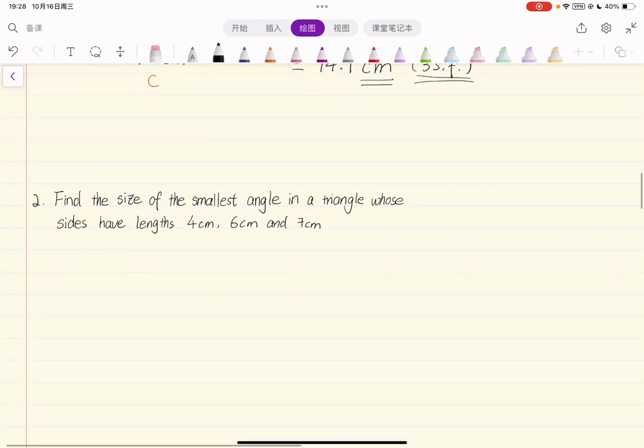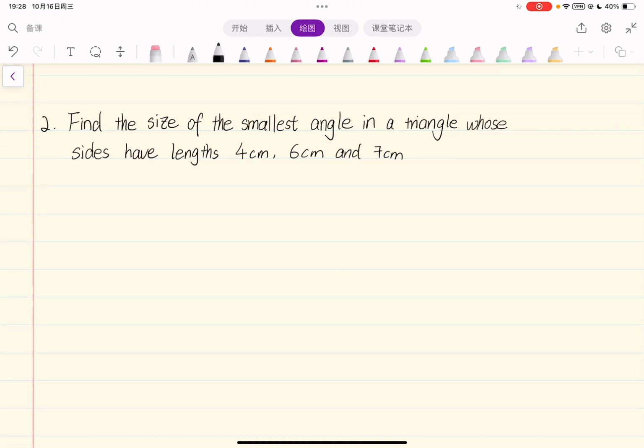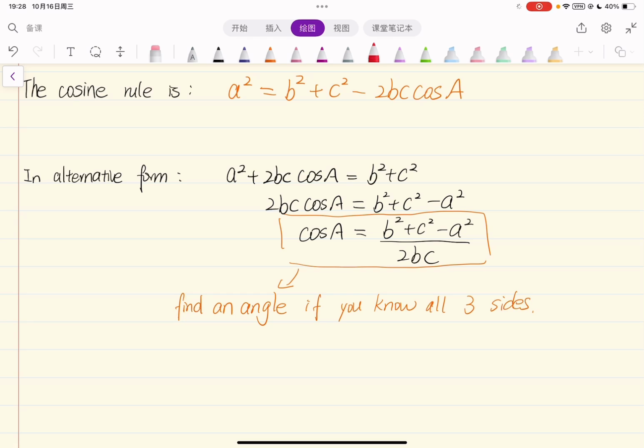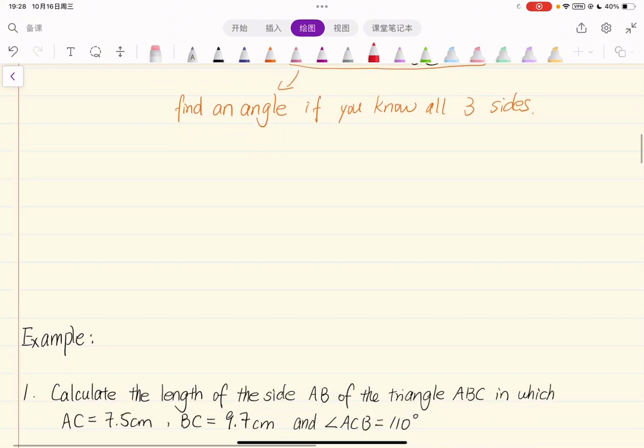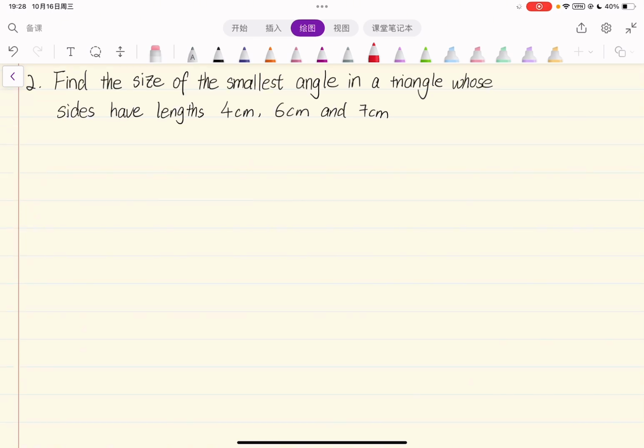Now for question 2, we have: find the size of the smallest angle in a triangle whose sides have lengths 4, 6, and 7 centimeters. In here, we know all 3 sides, so we use the formula cosine A equals (b squared plus c squared minus a squared) over 2bc. So firstly, we need to draw the triangle and label the sides.